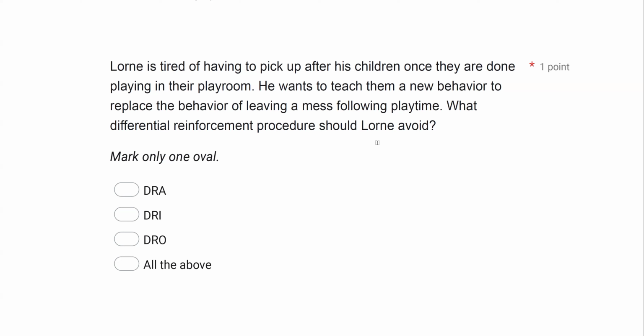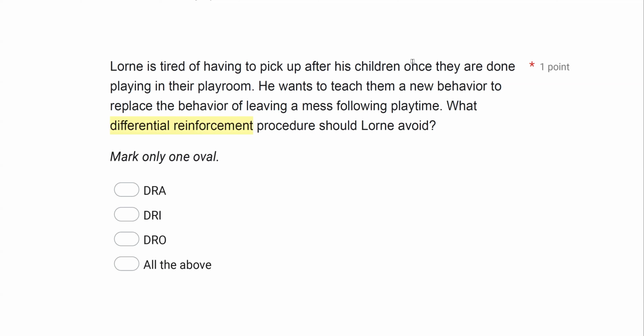This is actually a pretty straightforward question. We're looking at differential reinforcement, where we are reinforcing certain behaviors and putting other behaviors on extinction. And as a behavior technician, as an RBT, you're going to want to know three main types of differential reinforcement. You're going to want to know the alternative behavior, which is the DRA, the incompatible, which is the DRI, and the other, which is the DRO.